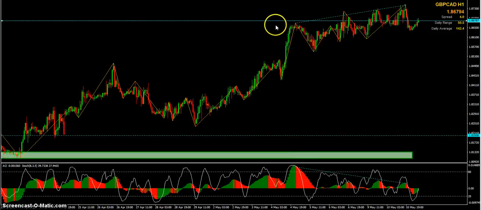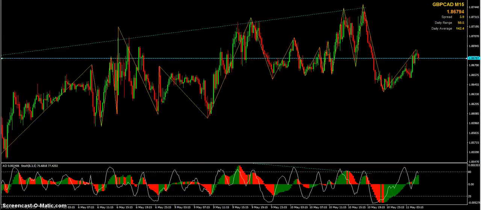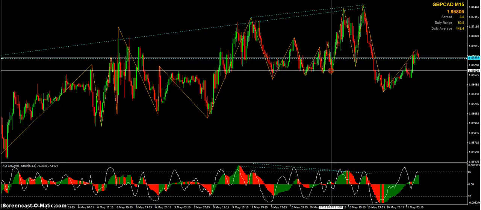Using the dynamic support and resistance indicator, we're seeing 1-hour divergence. I then drop down to a 15-minute chart, and I want to see further divergence happening. And as you can see, higher in price with a lower AO, and that gives me an example of getting out.